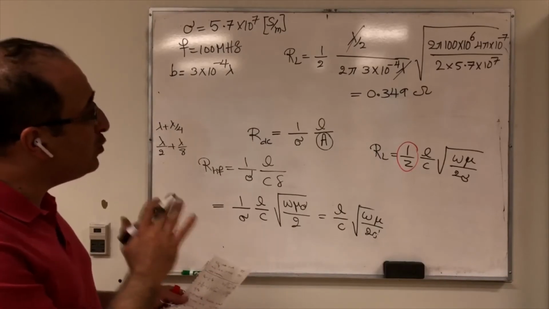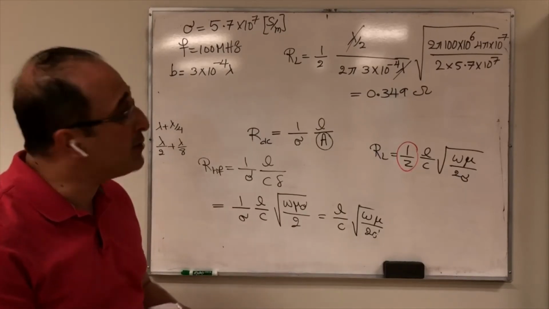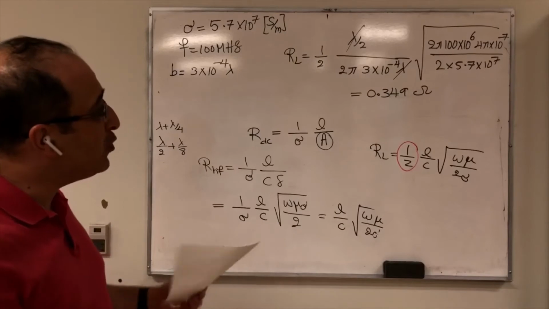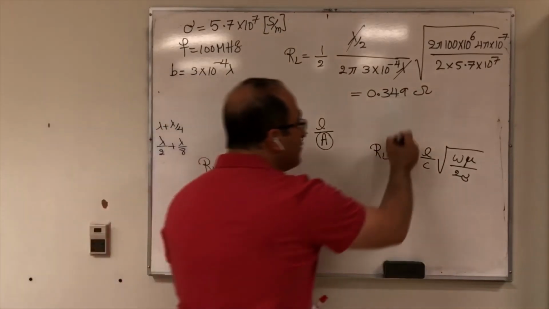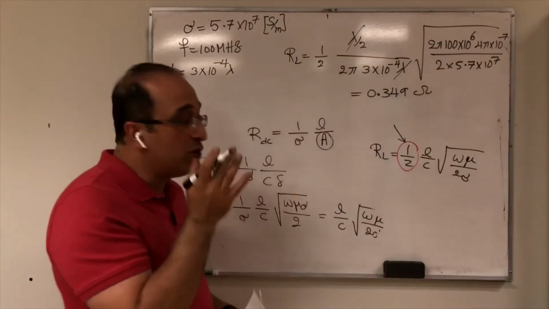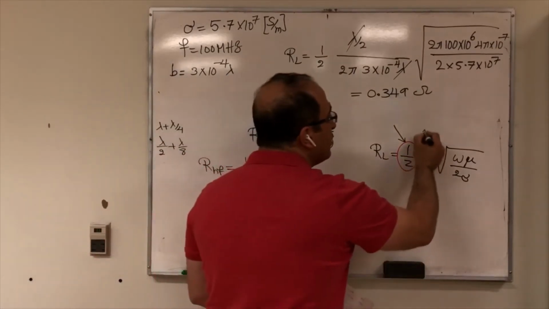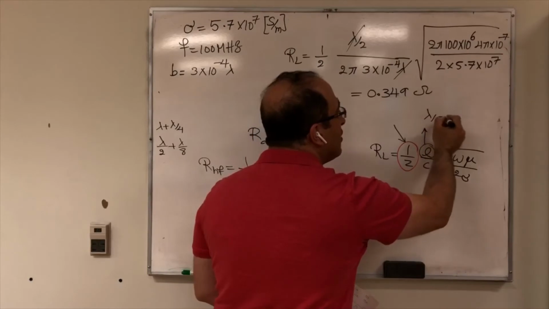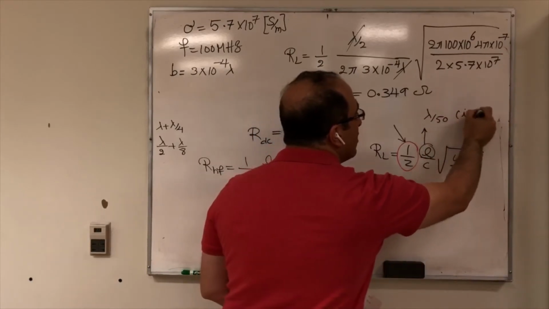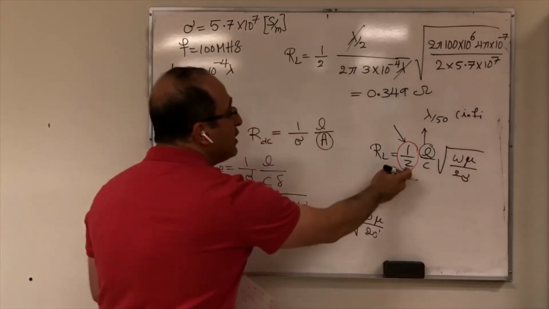If you wanted to do this calculation for an infinitesimal dipole antenna, then what would be the difference? You wouldn't have this half because that was for uniform current, and your L becomes very tiny. For example, you substitute L to be lambda by 50 for infinitesimal. And you wouldn't have this half.